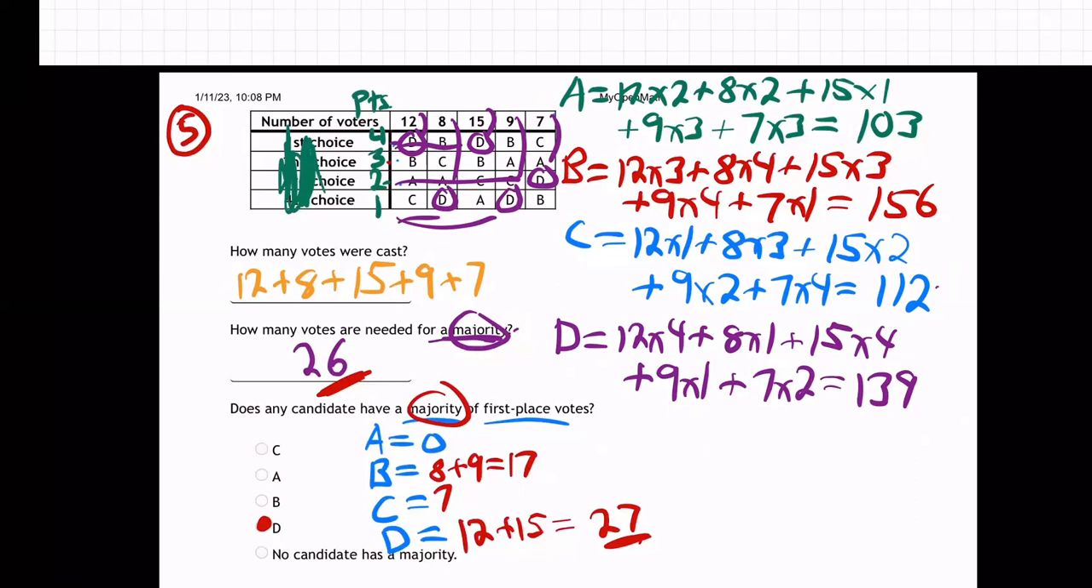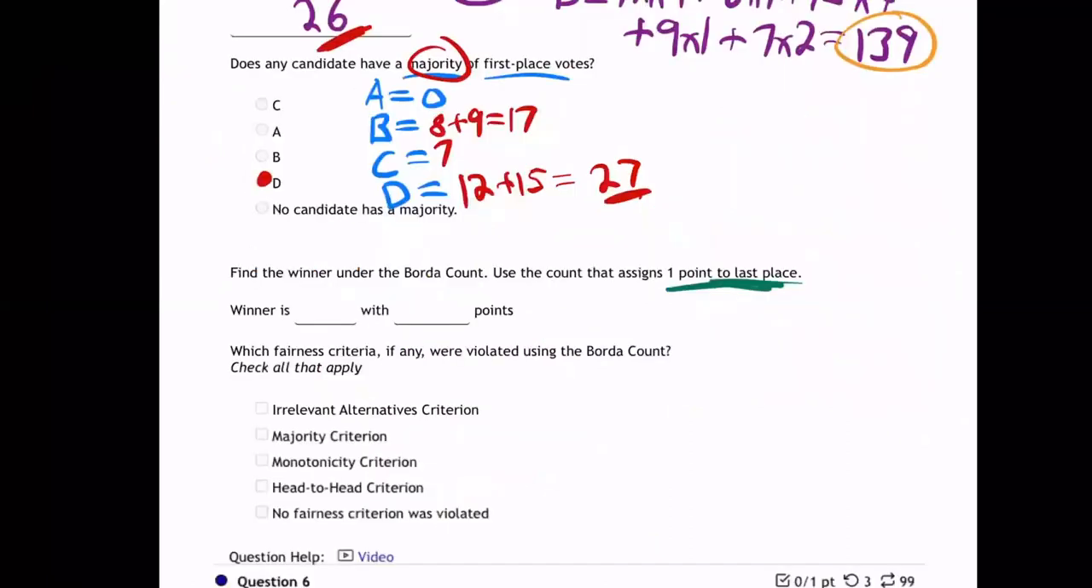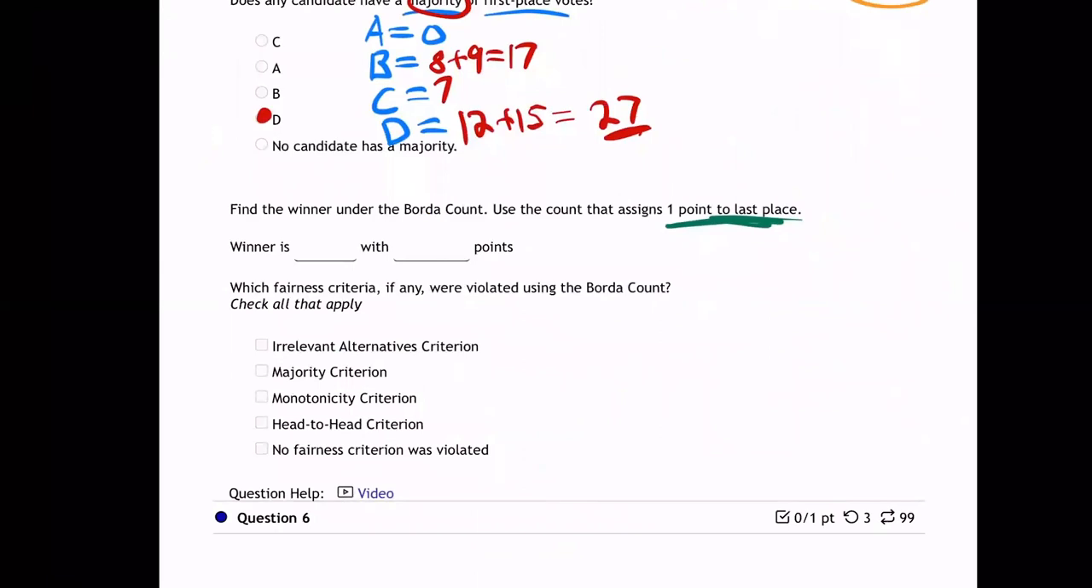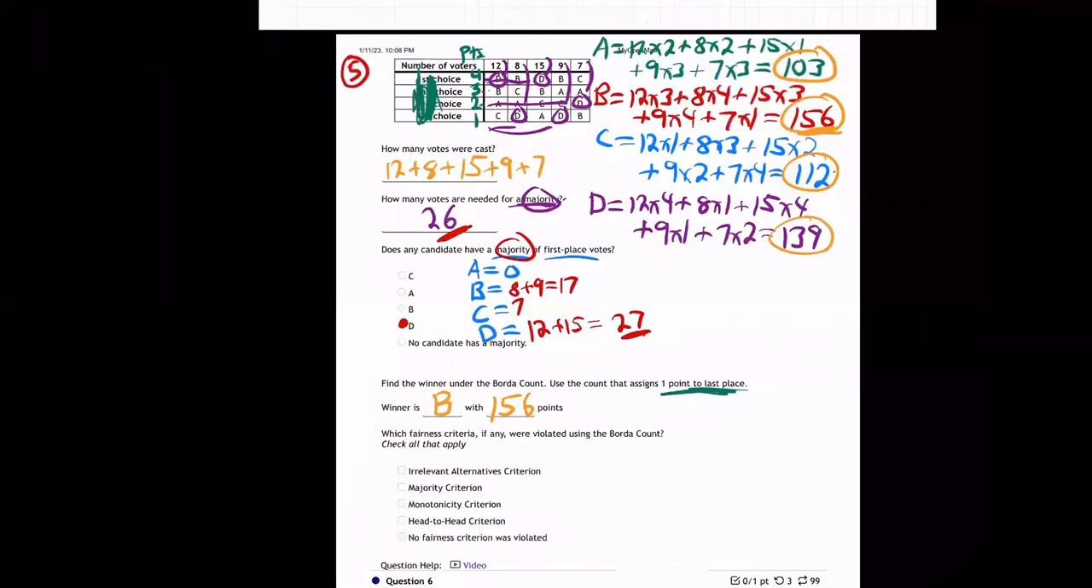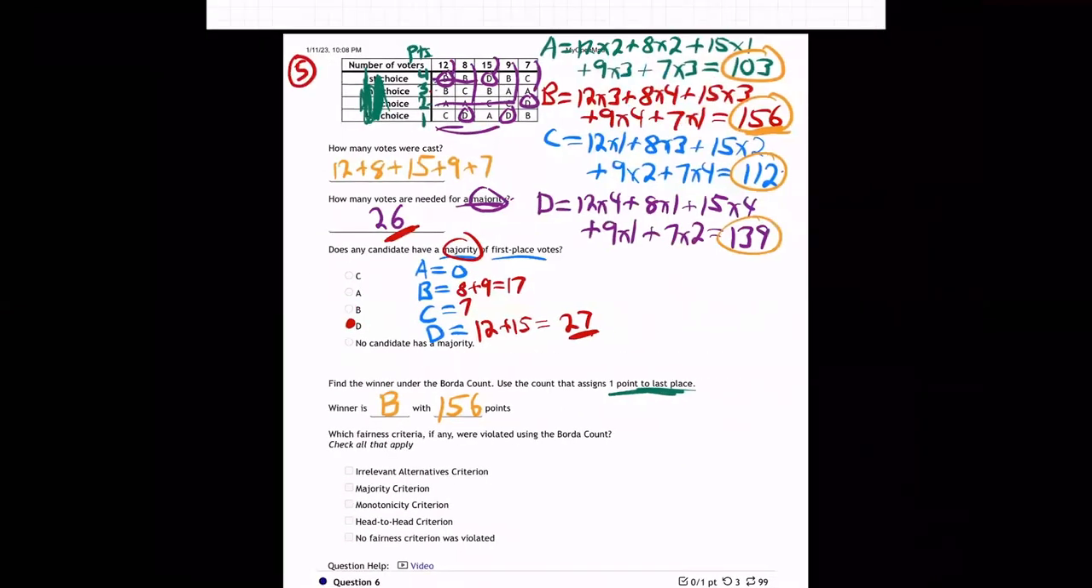So here's the Borda count numbers that we've got here: 103 for A, 156 for B, 112 for C, 139 for D. So who won? Who got the most? Well, B. B with 156. The winner is B. Okay, now, does that violate our sense of fairness?